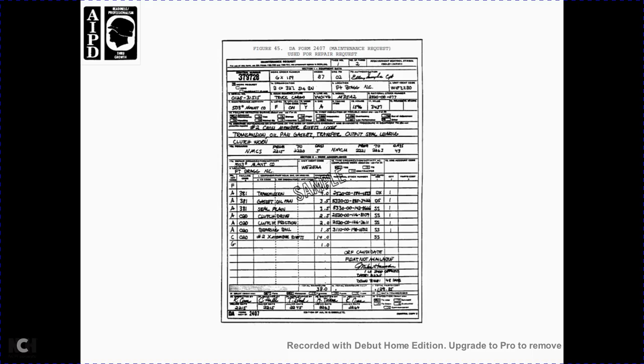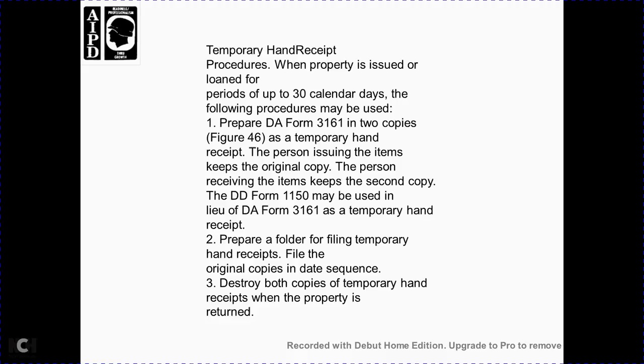Figure 43, DA Form 1150, is required for the issue of the item for repair with the change of document. DA Form 2402, the exchange tag, is used with the repair request. DA Form 2407, the maintenance request, is required for the use of the repair request.